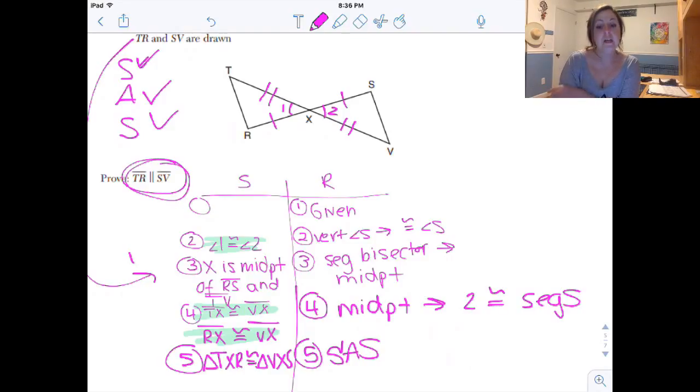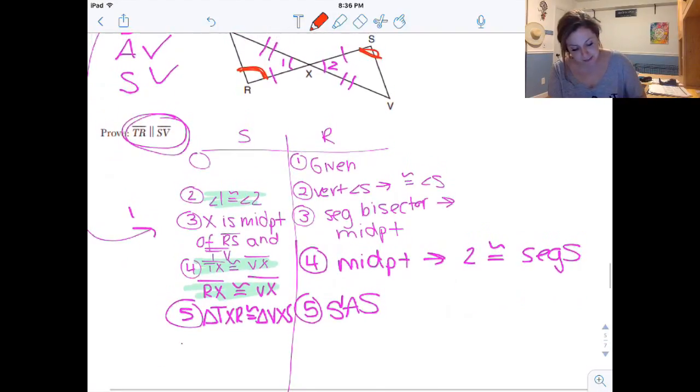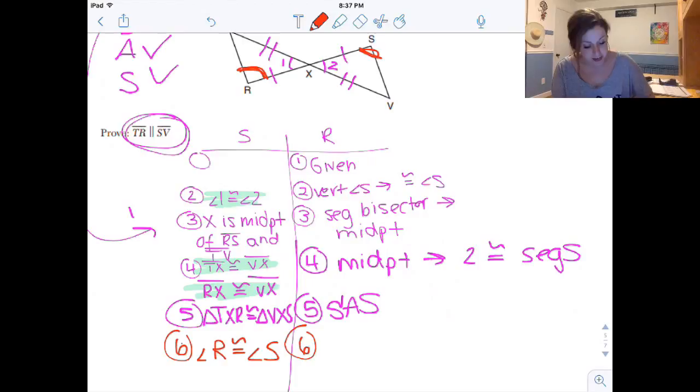Not done. So now I know the triangles are congruent. That's 90% of the battle. I want to show these are parallel. So what I'm going to look for are alternate interior angles. And I see them. I see that like this and this would be alternate interior angles. You could also use T and V. So what I'm going to say is this. I know that angle R should be congruent to angle S. And my reasoning for that is that they are corresponding angles. So congruent triangles implies corresponding angles congruent.